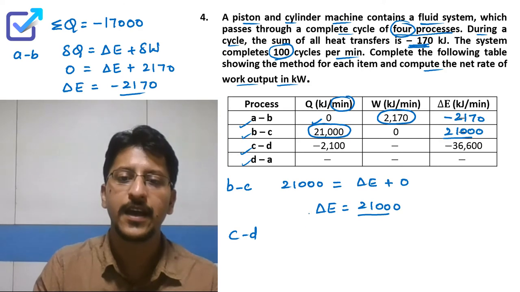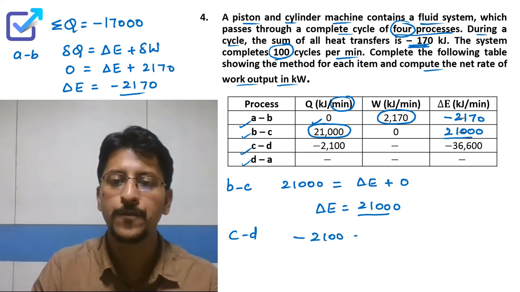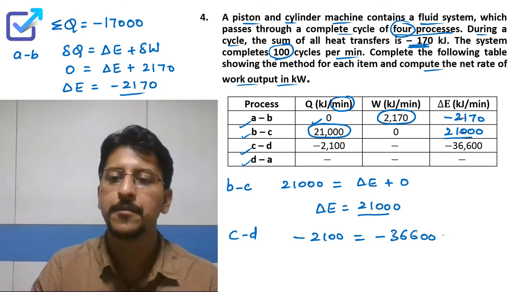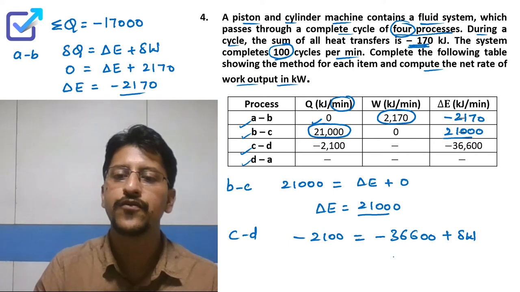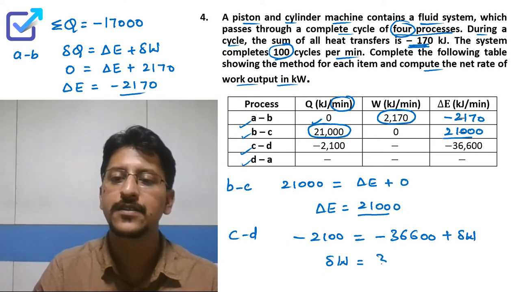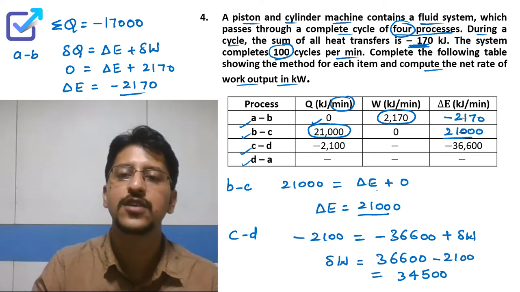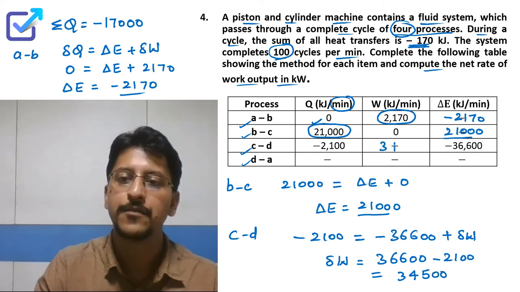For the process C to D, again, we have delta Q is equal to delta E, that is minus 36,600 plus del W. So for this, we get del W as this value, that is 36,600 minus 2100. So this value will come out to be 34,500, and that is in positive.